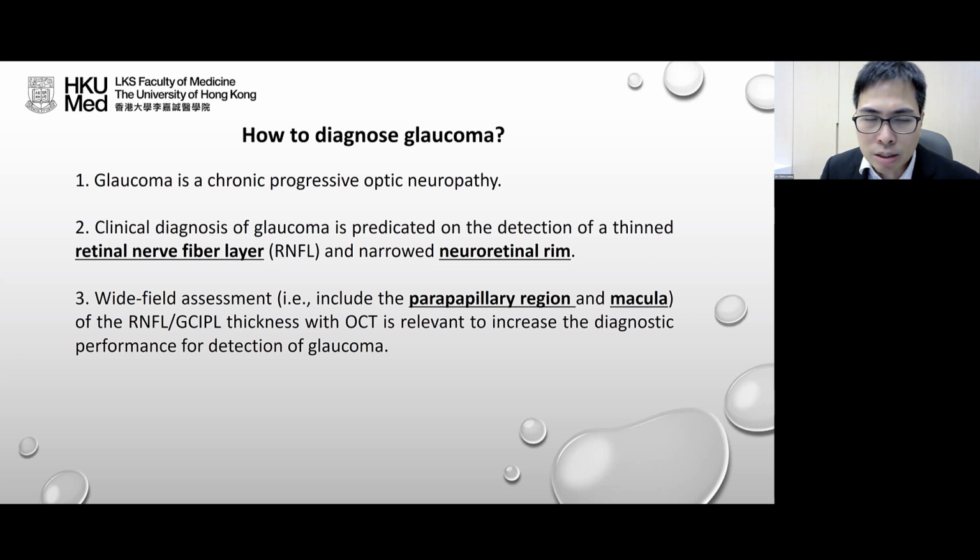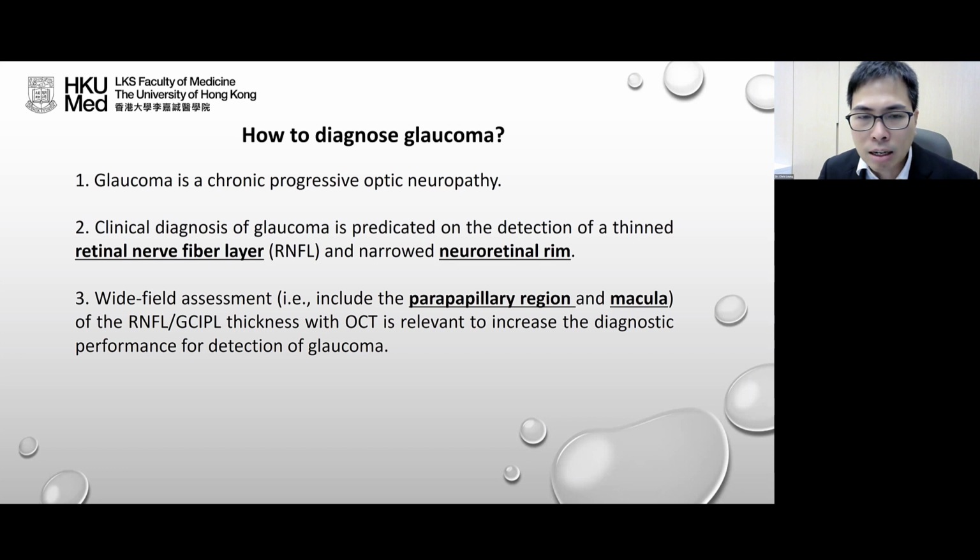And in that regard, we need to understand rim assessment is important because we need to differentiate glaucomatous from non-glaucomatous optic neuropathy. For non-glaucomatous optic neuropathy, we will see pale neuroretinal rim. And for assessment of retinal nerve fiber layer, we need to see wide field.